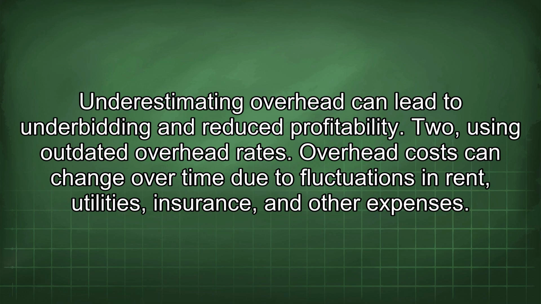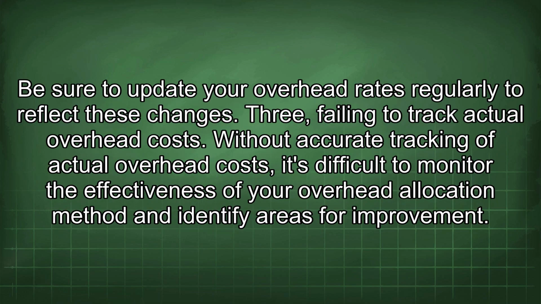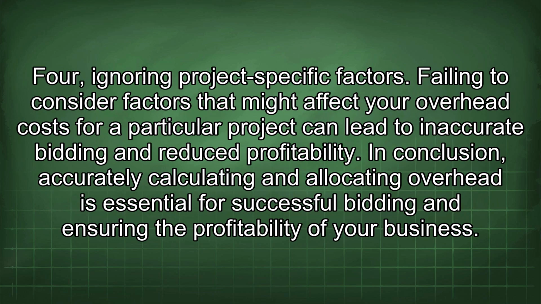2. Using outdated overhead rates. Overhead costs can change over time due to fluctuations in rent, utilities, insurance, and other expenses. Be sure to update your overhead rates regularly to reflect these changes. 3. Failing to track actual overhead costs. Without accurate tracking of actual overhead costs, it's difficult to monitor the effectiveness of your overhead allocation method and identify areas for improvement. 4. Ignoring project-specific factors.